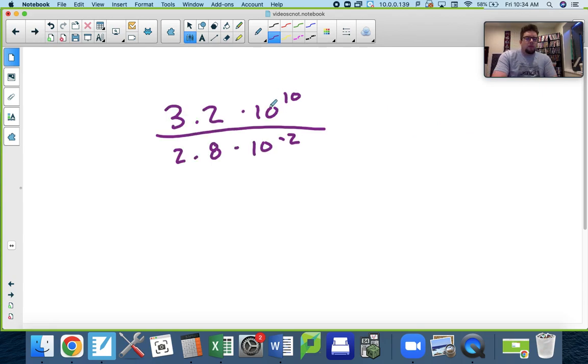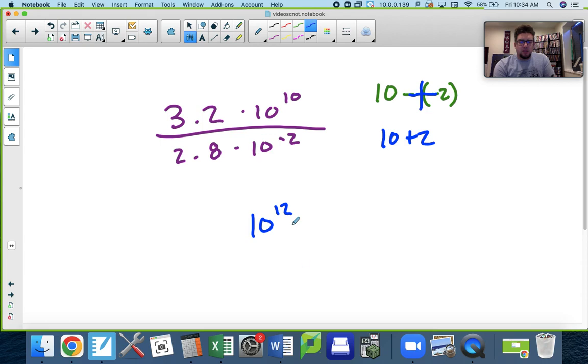Last problem, the top number is positive, bottom number is negative. Again, the process is all the same. We're going to take that top power, 10. We're going to subtract the bottom power, -2. Just like the last problem, a negative and a negative creates this big plus sign, so we really have 10 plus 2. The power of 10 is 12.